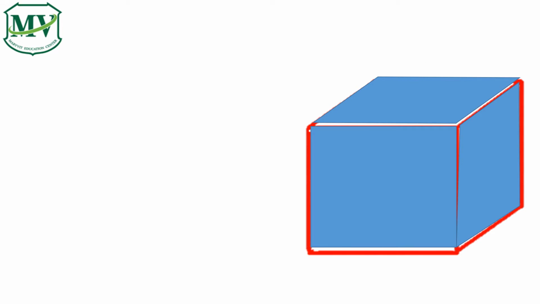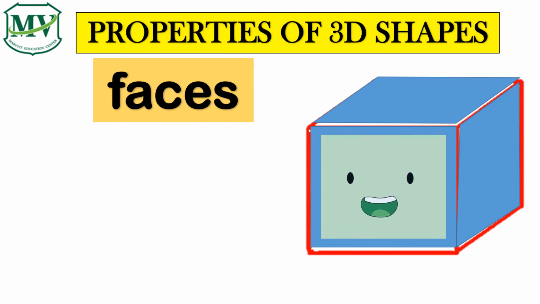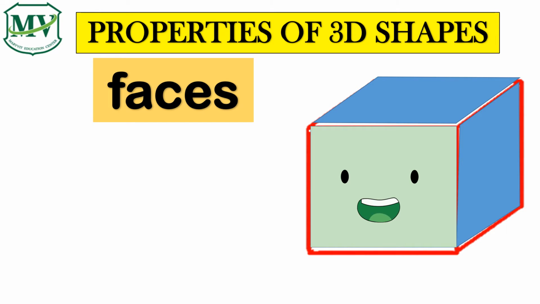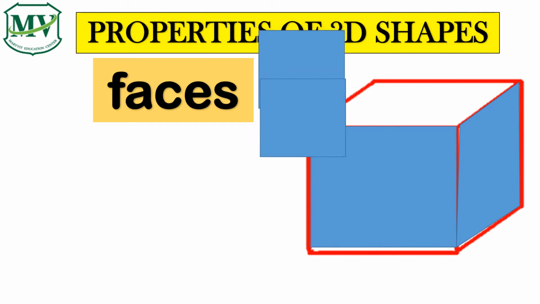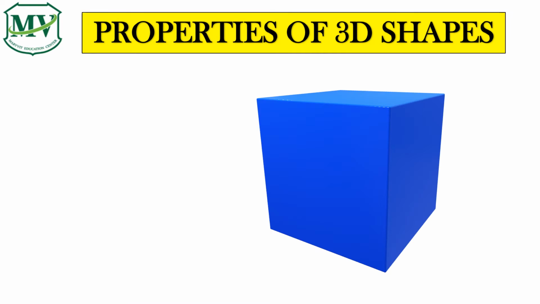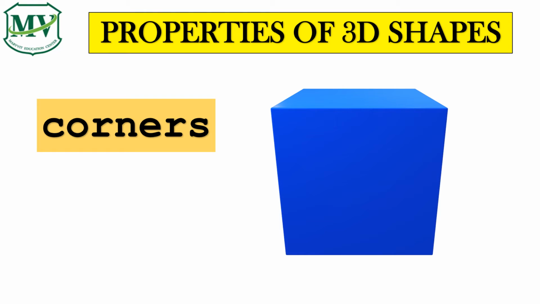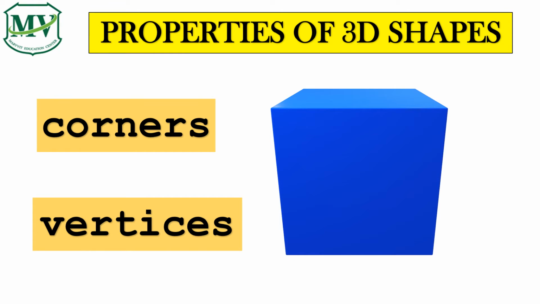Let's first discuss the properties of 3D shapes. 3D shapes have faces. Uh-oh, not that kind of face. A face is a flat surface on a 3D shape. Next are the edges, the lines where two faces meet. The corners or vertices are where two or more edges meet.